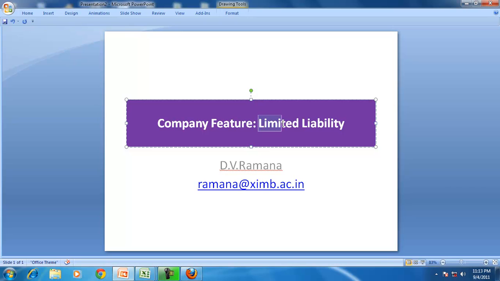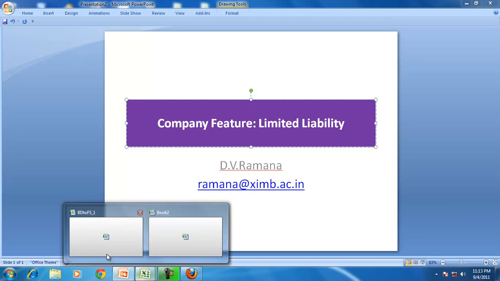So one of the important features is the liability of the shareholders is limited, or the limited liability of the shareholder. According to this feature, the shareholders' liability is limited to the extent of the capital and the profit or the retained profit. If the company is dissolved, the shareholders' personal property is not attached, or the debt holders cannot claim money from the personal property of the shareholder.